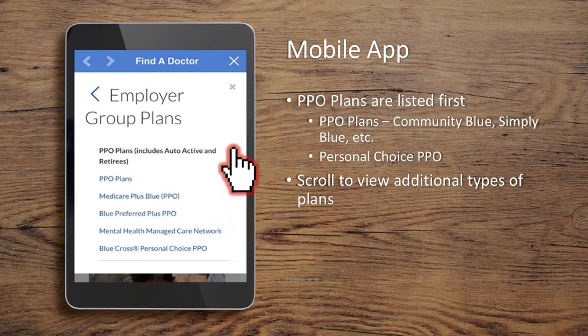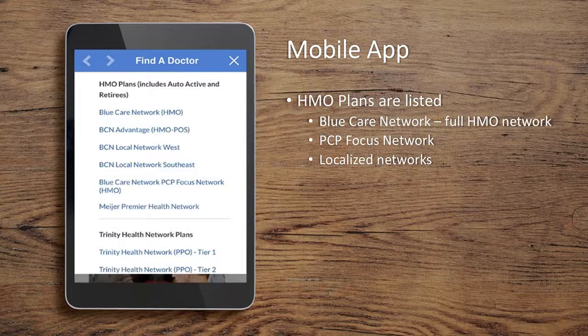If you scroll, you will see additional employer group plans. The next set of plans are HMO networks, and there are additional plan types if you scroll further. Within the HMO plans, the first, labeled Blue Care Network HMO, is our full HMO network. If you have a plan with PCP focus or a localized network, be sure to select the proper network to find a primary care physician available to you.